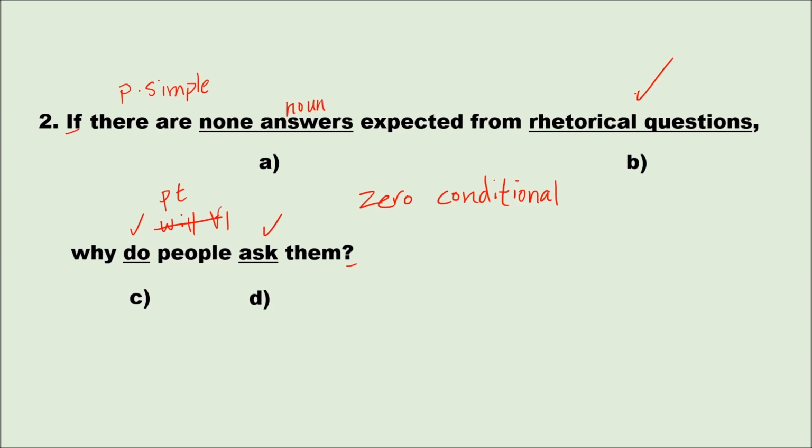Before a noun, we cannot have another noun, and none is a pronoun. So we need a quantifier. What is the correct quantifier? It is no. Correct. It should be no, not none. So number 2 should be: If there are no answers expected from rhetorical questions, why do people ask them?